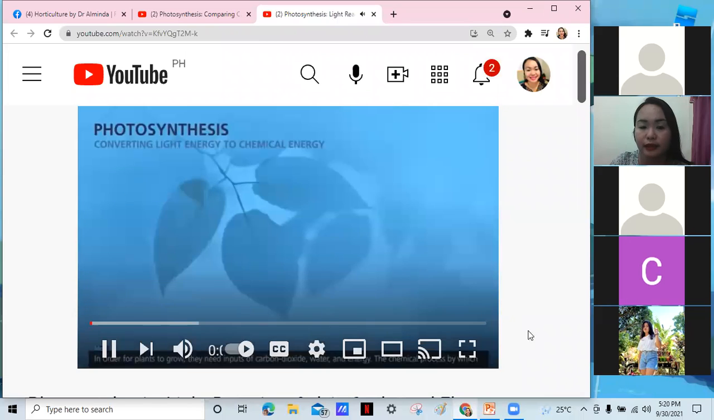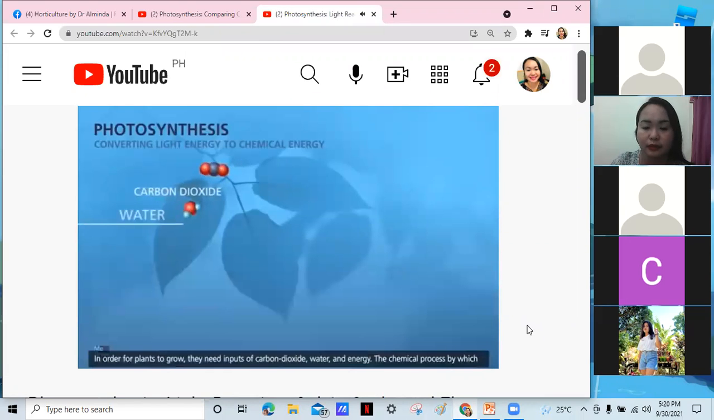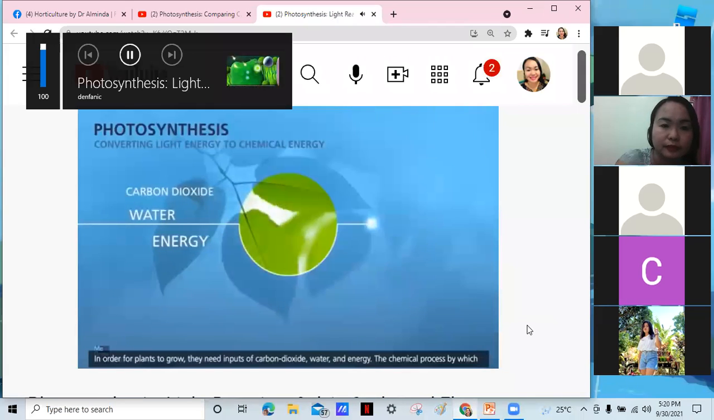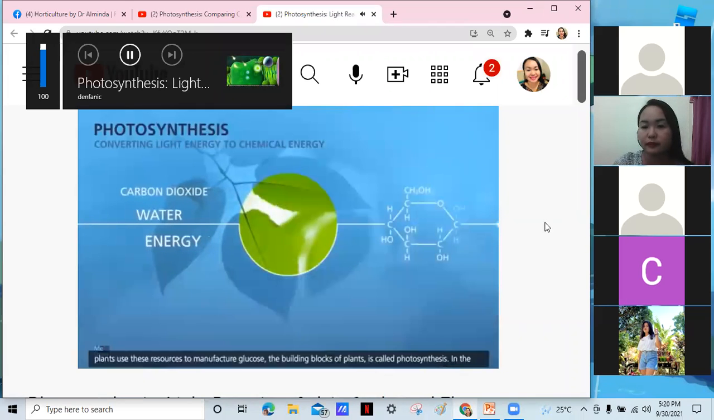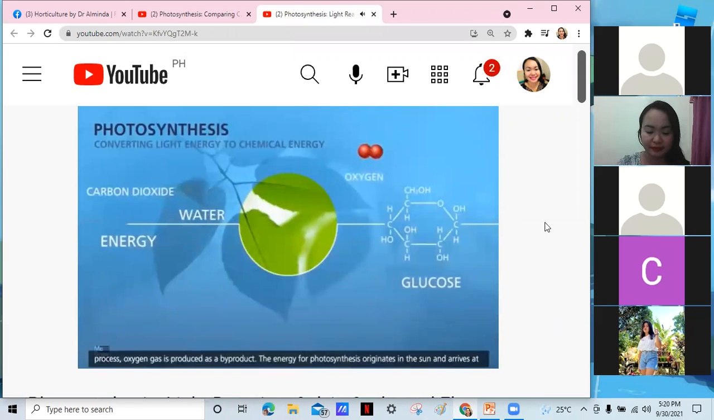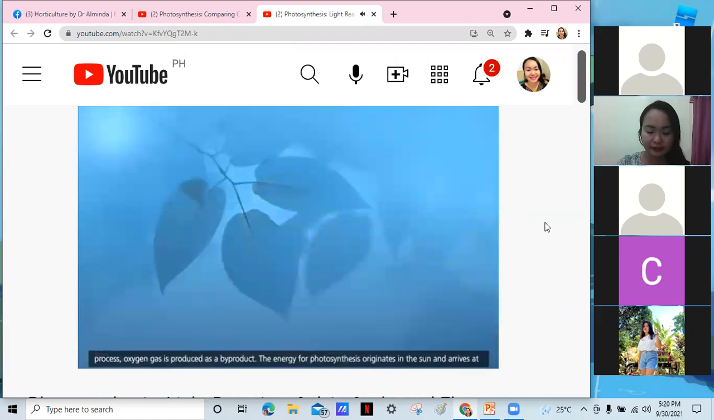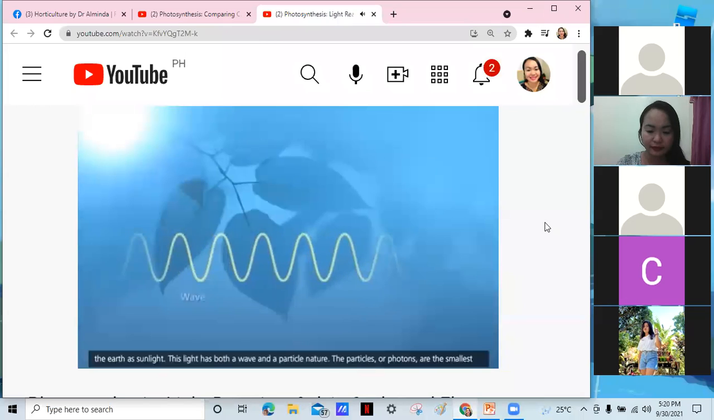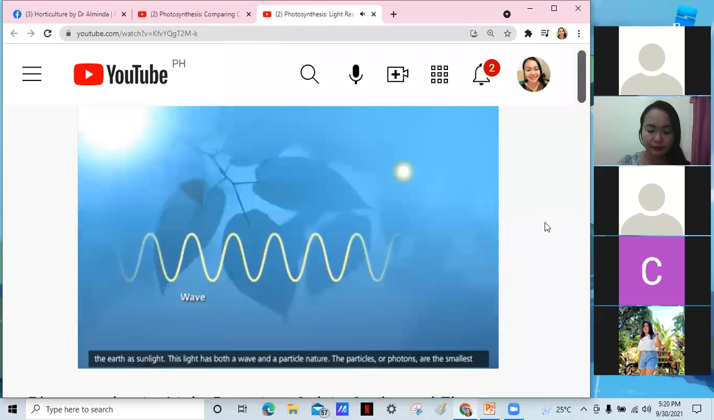To grow, they need inputs of carbon dioxide, water, and energy. The chemical process by which plants use these resources to manufacture glucose, the building blocks of plants, is called photosynthesis. In the process, oxygen gas is produced as a byproduct. The energy for photosynthesis originates in the sun and arrives at the earth as sunlight. This light has both a wave and a particle nature. The particles, or photons, are the smallest units of light. Photons oscillate along a path, which is measured as wavelengths.